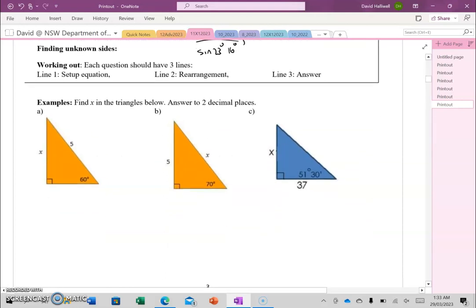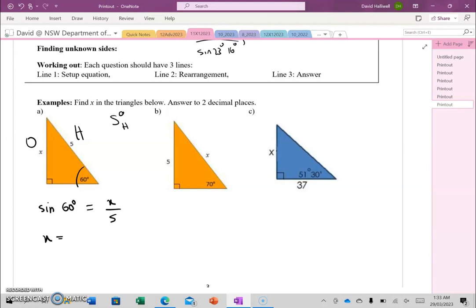Working out: setup, rearrangement, answer, 3 lines. Okay, so find x in the following triangles. So I've got opposite and hypotenuse, so therefore I'm using sine, right? So sine 60 degrees, always next to the trig ratio is the angle. Here's the opposite x over the hypotenuse 5. X is up high, multiply, we get 5 times sine 60.